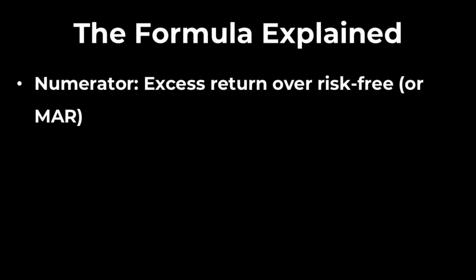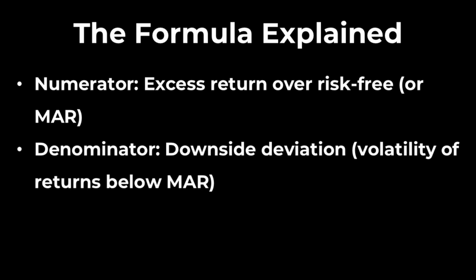Think of it like this. The numerator, your excess return over the risk-free rate or MAR, shows how much extra you are earning. The denominator, the downside deviation, shows how much your returns dip below the target. Divide one by the other, and you get the Sortino ratio, your return per unit of bad volatility.